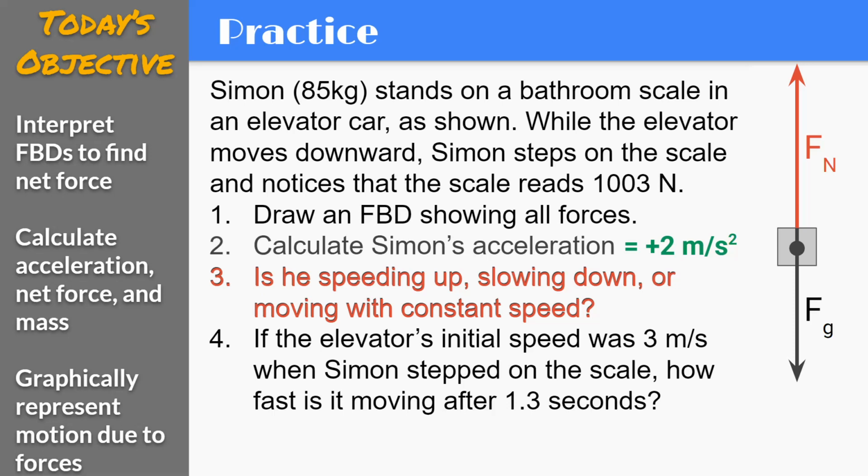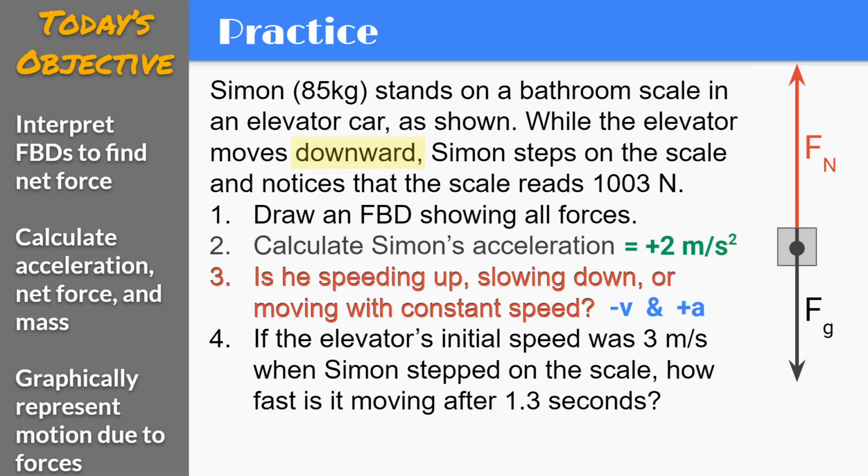The question gives us that. It says he's moving downward. If he's moving downward, but his acceleration is upward, is he going to slow down, speed up, or stay at constant speed? He's going to slow down. Again, this is probably the 4th time I'm saying this, so if you haven't written it down yet, you probably should. If your velocity and acceleration are in opposite directions, you will slow down. If they're in the same direction, if he was downward and his acceleration was also negative, he would speed up.